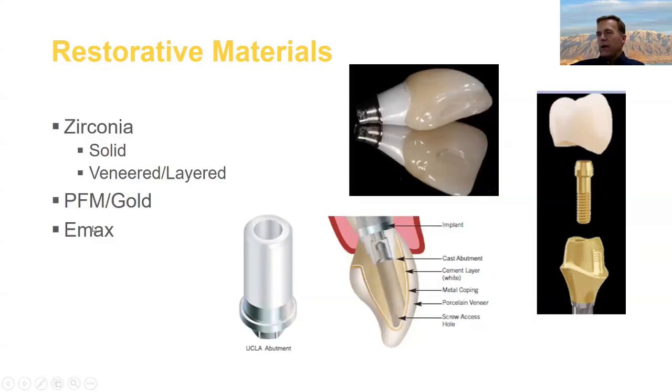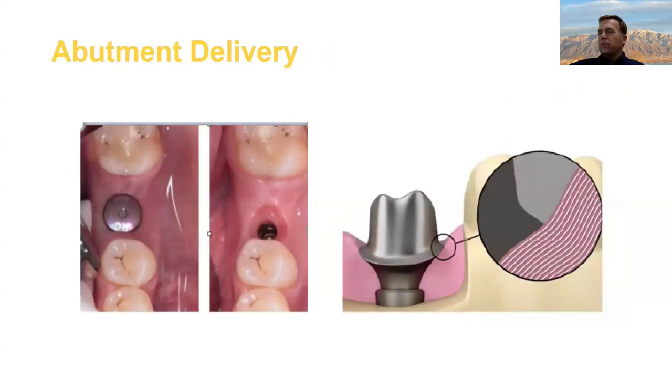Emaxes, great solution for implants. I know some people do them for screw retained. I tend to like the zirconia myself a little better for screw retained, but if I'm doing cement retained, I'll get a nice result with Emax. So those are kind of I think your go-to materials for your crown and bridge cases.